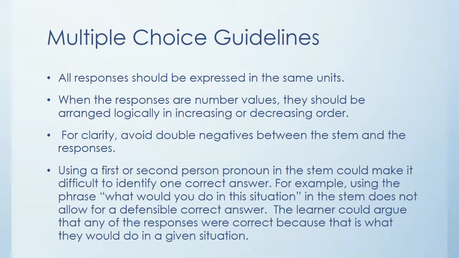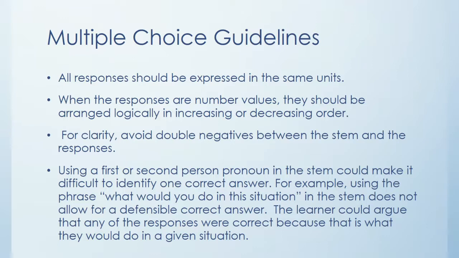Here are more guidelines. I know there's a lot of guidelines for multiple choice. All responses should be expressed in the same unit, so don't change around units because that just clouds the issue. When the responses are number values, they should be arranged logically in increasing or decreasing order. So you don't want to jump around like 50, 100, 25, you just want to go 25, 50, 100. So that's logical because otherwise they might miss the right answer.